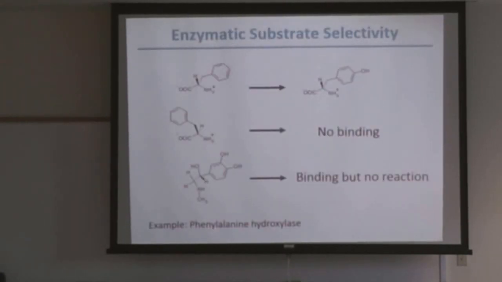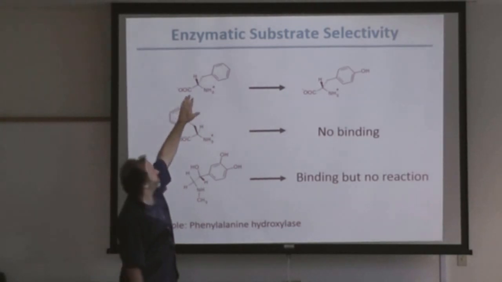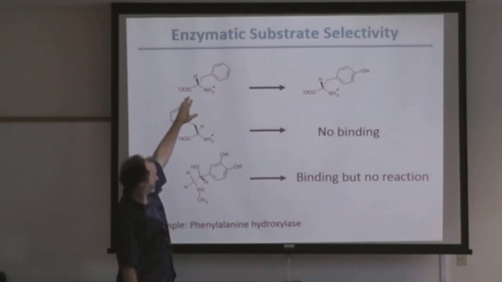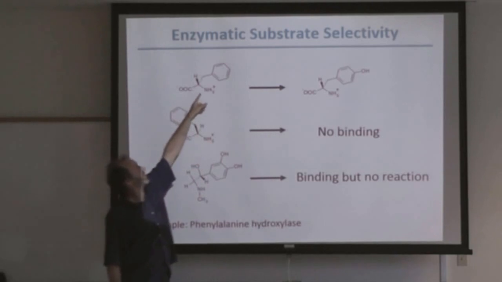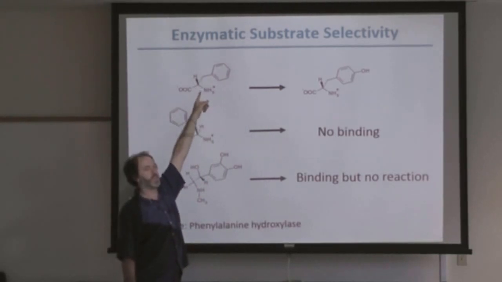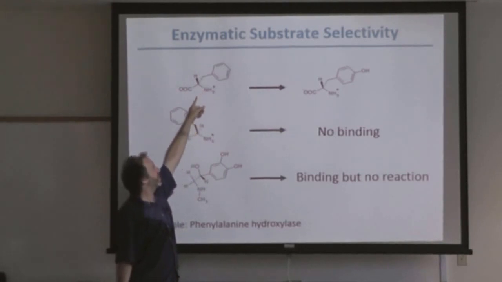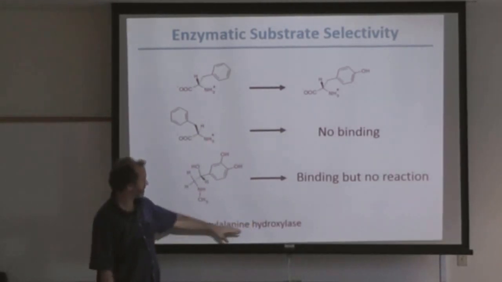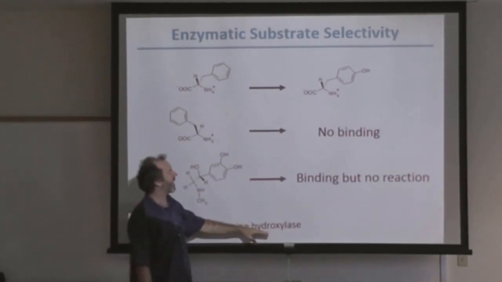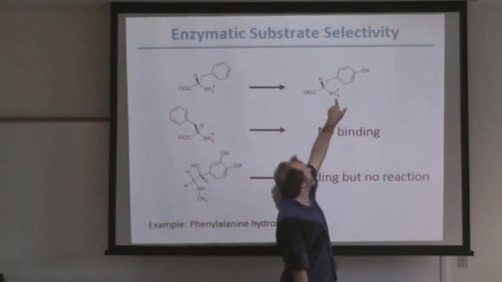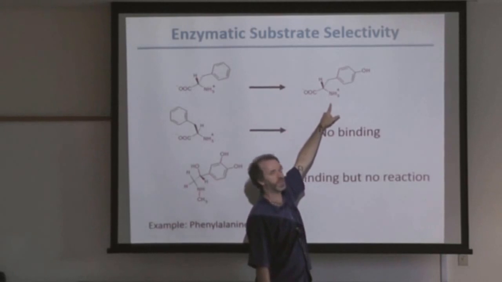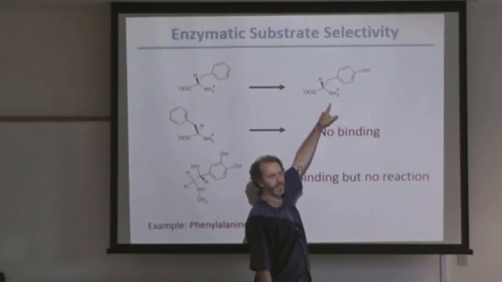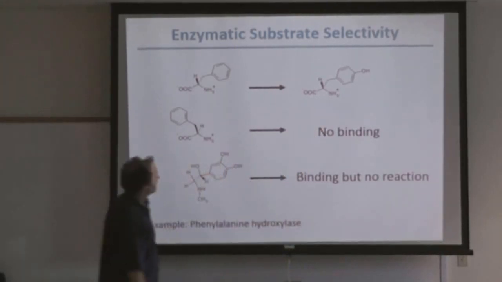So, enzyme substrate selectivity. What is this amino acid? Yeah, phenylalanine, right? So phenylalanine hydroxylase. Here's some terminology: hydroxylase. We're adding a hydroxyl group to it. So what is this then, once we've added a hydroxyl group to phenylalanine? It's tyrosine.